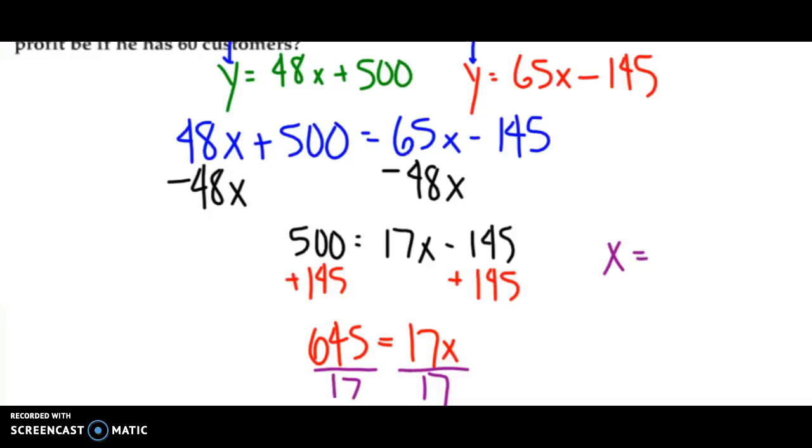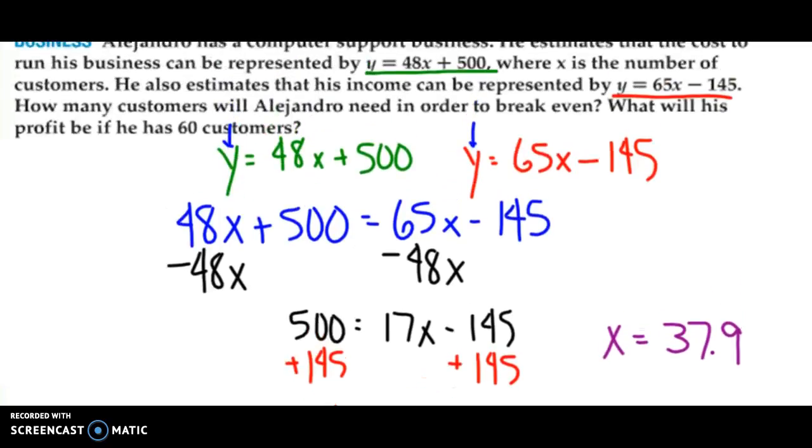And I find that x is equal to 37.9, approximately. So what exactly is 37.9? Well, that is how many customers he'll need to break even. Obviously you can't have 9/10 of a customer, so we could round that up to about 38 customers. So he has to have 38 customers in order to break even on the cost.